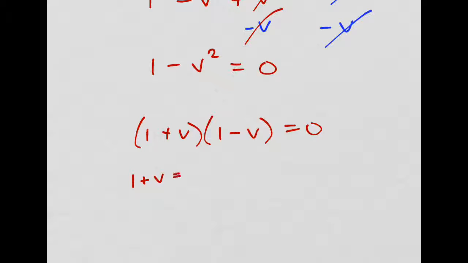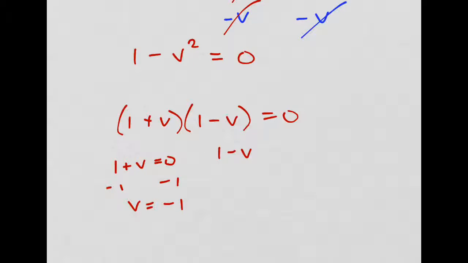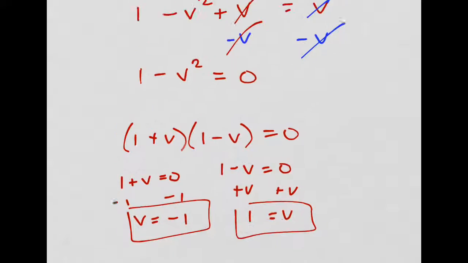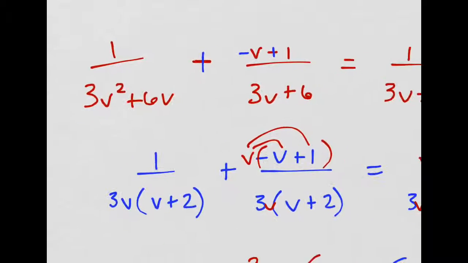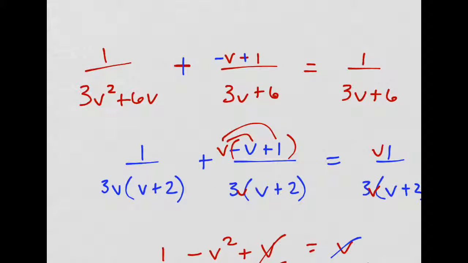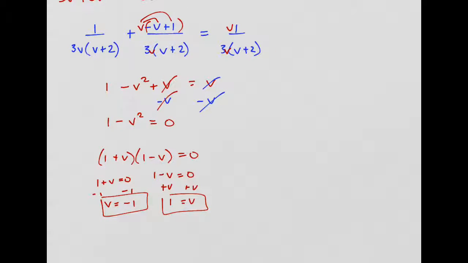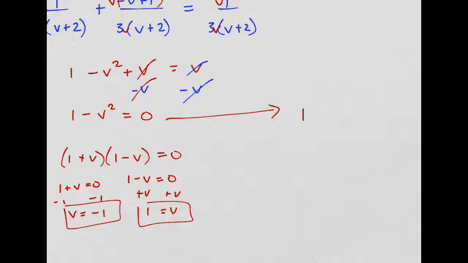1 plus v equals 0. V equals negative 1. 1 minus v equals 0. V equals positive 1. So those are my answers. But I do have to check. Does it make my denominator 0 at all? No, it does not. So those both work.